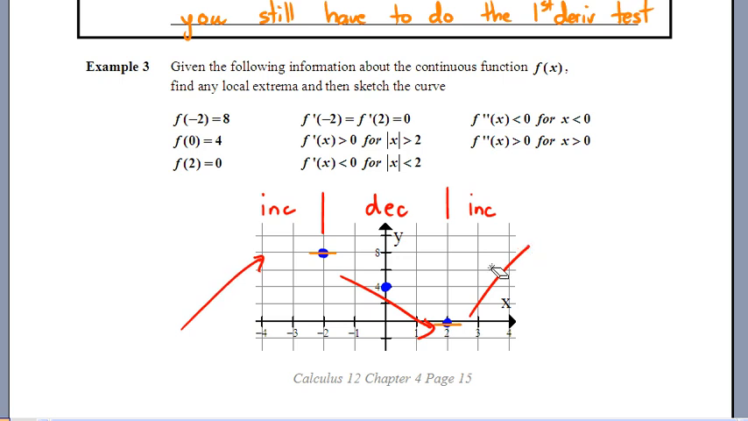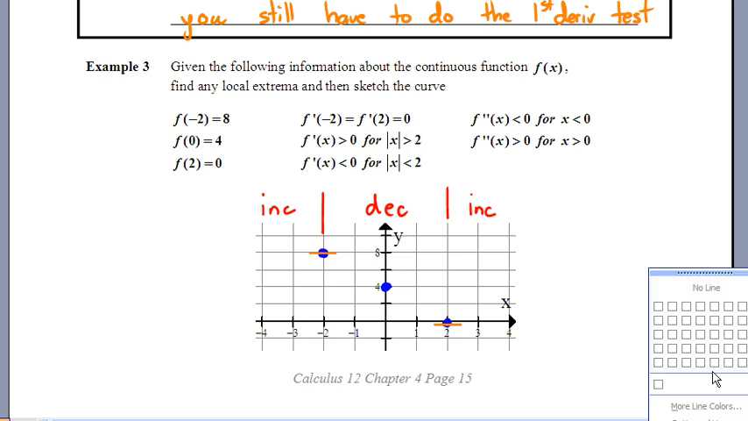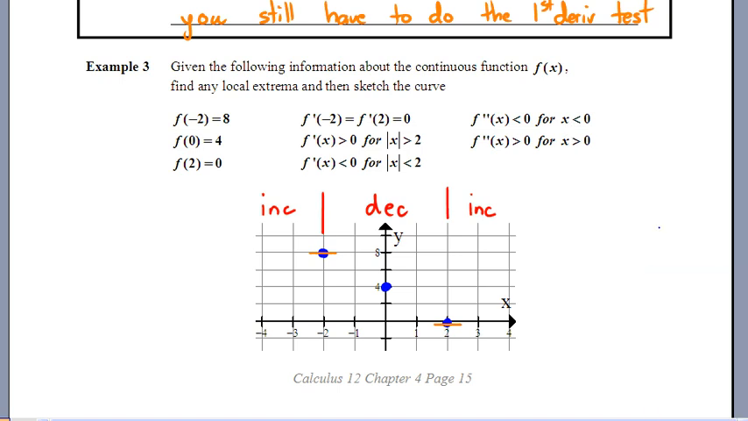But there's more info. So let's go and carefully take a look at this here. Second derivative, that's over in this column. Now we're talking about concavity. So the second derivative is negative before you get to 0. In other words, what they're trying to say is that in this section, the graph, f, is concave down.